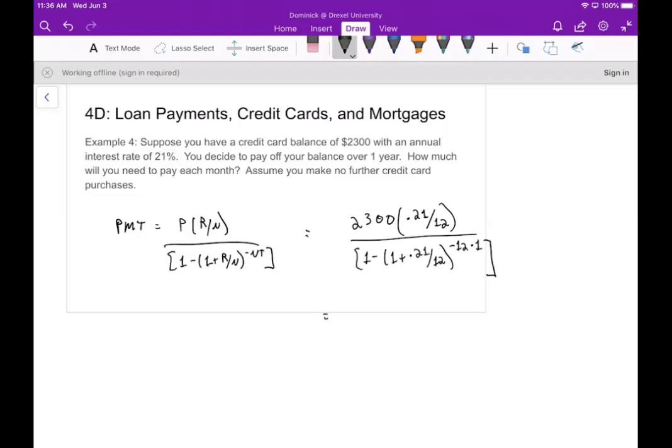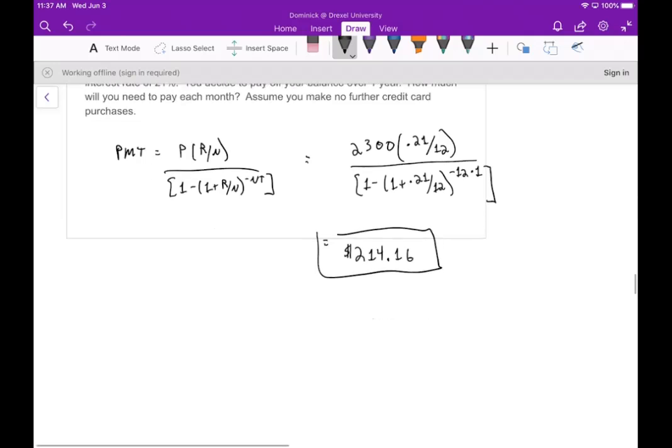Now, if we throw this into the calculator, we have 2,300 times 0.21 divided by 12, and then we're dividing that by parenthesis 1 minus parenthesis 1 plus 0.21 divided by 12. And we'll close that and raise that to the minus 12 times 1. And it looks like we're going to ultimately pay $214.16 per month. Okay, so that's how much you're paying each month.